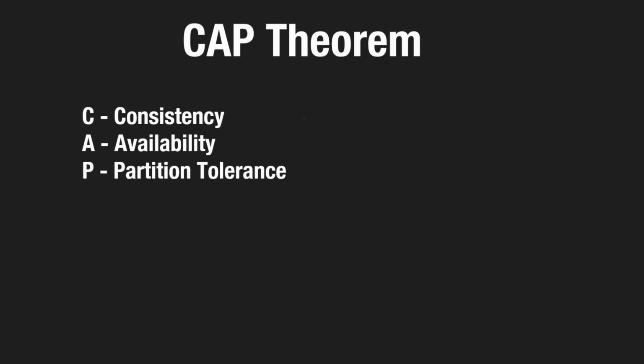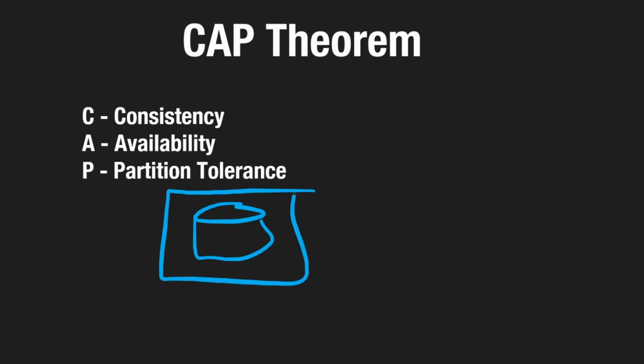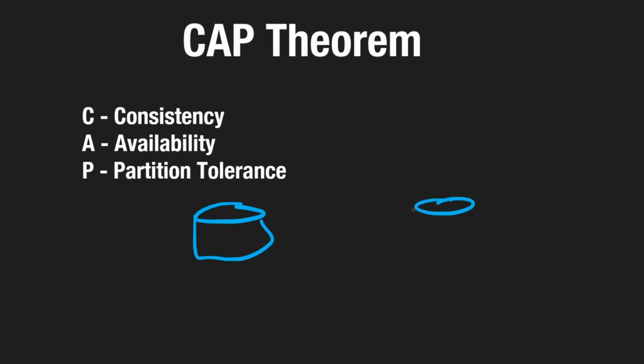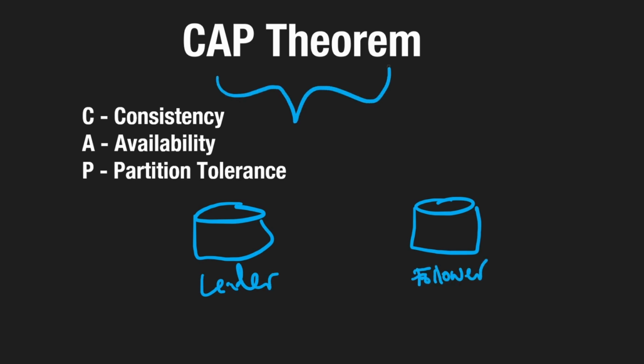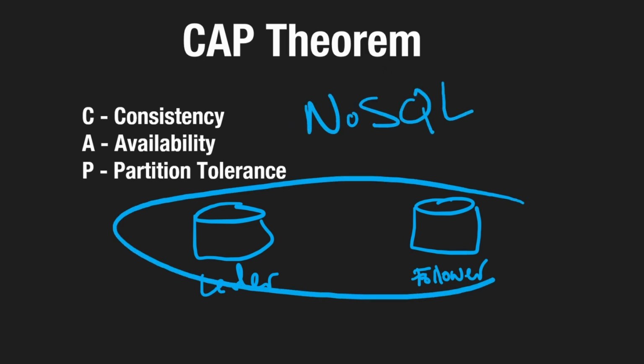So first of all, it applies to some distributed data. Like let's say we have a database over here. If we just have a single database, it doesn't really apply. It mainly applies when we start replicating data. So for example, if this is the leader and this is the follower, then we can sort of apply CAP theorem. But mostly people apply it to NoSQL databases because they have replication by default.